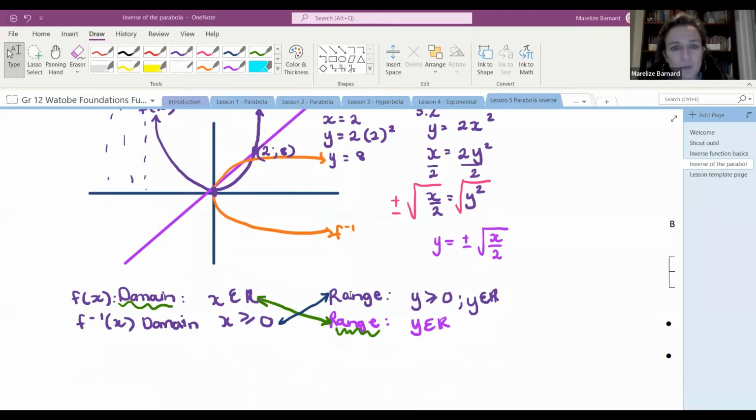If you look at the range of the parabola, f of x, that is y greater than or equal to 0. And then if you look at the domain of the orange graph, which is the inverse, that is x is greater than 0. And it just shows that your domain and your range swap. Your input values and your output values swap, which makes sense because that's what an inverse is. We swap the domain and the range.